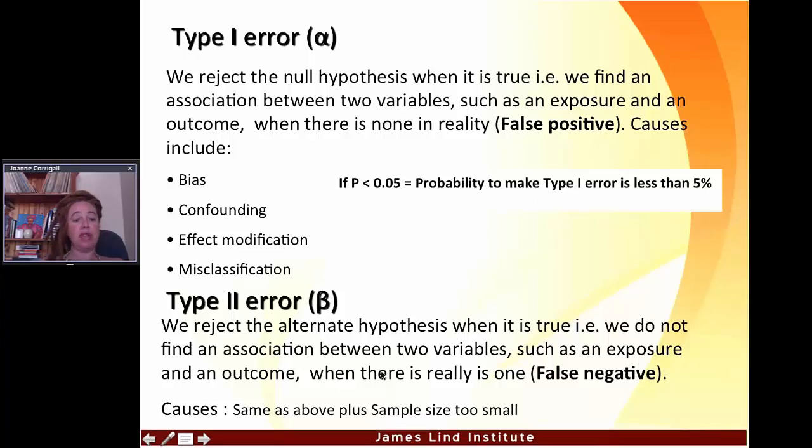But we also have type 2 errors where we reject the alternative hypothesis, which is our research hypothesis, when it is in fact true. So here we would think of that as a false negative. So we do not find an association between two variables, such as an exposure and outcome, when in fact there really is one. So here the same kinds of causes can result in this. But the other factor here is around our sample size. If our sample size is too small, you can see how it's quite possible that we don't get enough incidences where we've got cases and controls, and exposed and not exposed, to actually find enough evidence. So sample size is very important, especially in terms of type 2 errors.